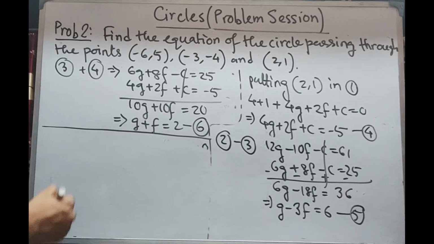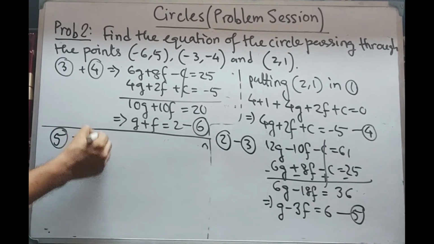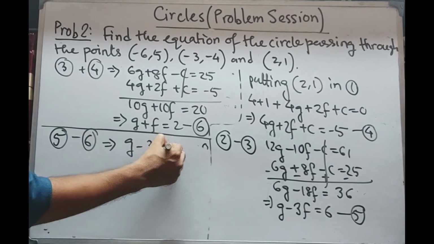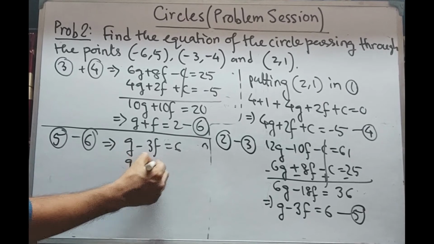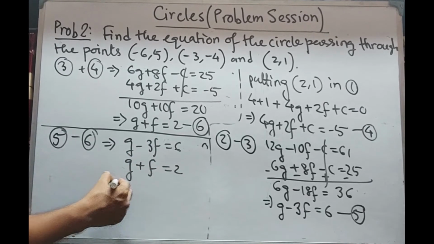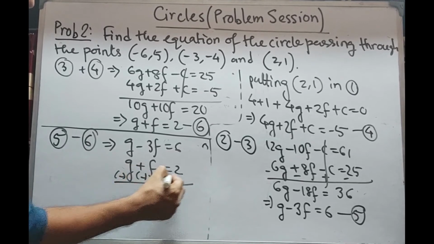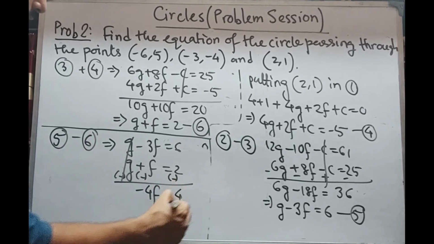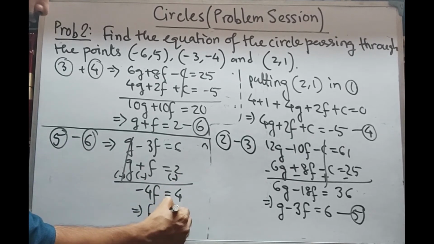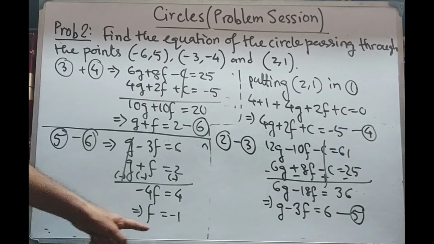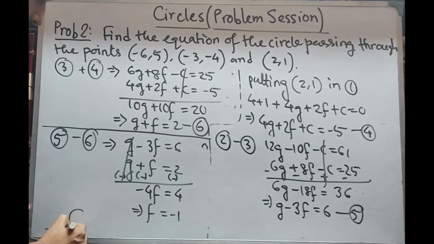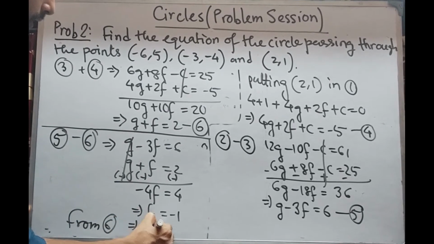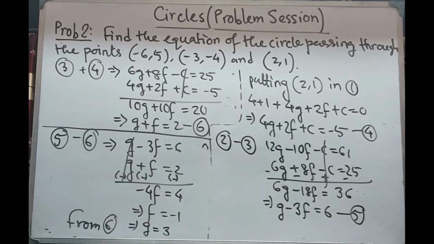Now let us do that. So 5 minus 6 is giving us g minus 3f is equal to 6 and g plus f is equal to 2. And if I subtract it, g is cancelling out, so minus 4f is equal to plus 4. So you can say f is equals to minus 1. And if f is equals to minus 1, then from 6, simply g will be 3 because 2 minus minus 1.